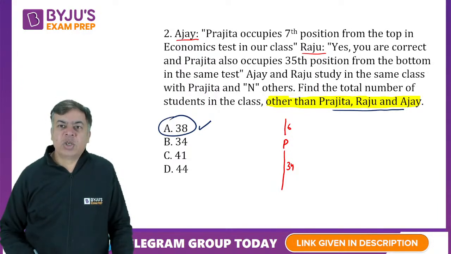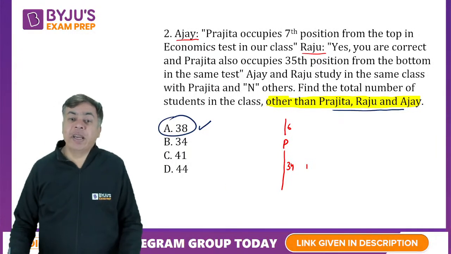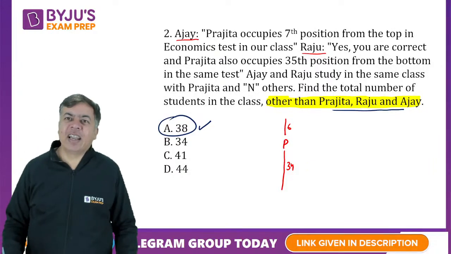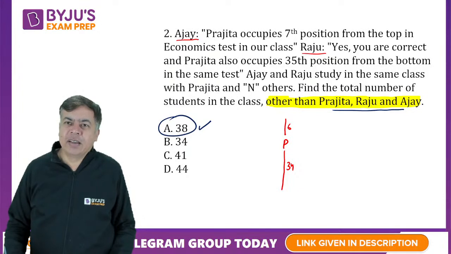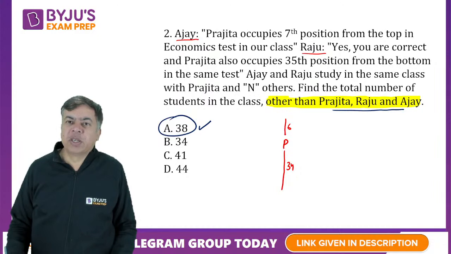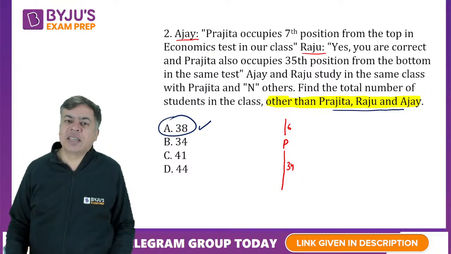So the question was very easy, but still many would make a mistake, like you were making the mistake, because the answer should be 38. The total number of students in the class other than Prajita, Raju and Ajay, because all are in the same class, so it is 41 minus 3, that should be 38. Now Ishika, Shri Vishnu, Prince, now you are correct. Good.